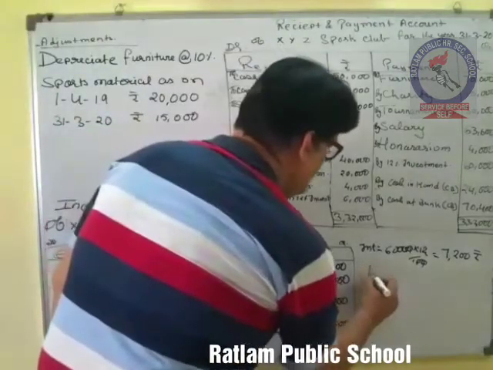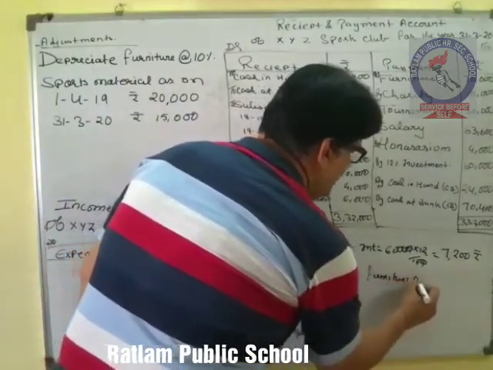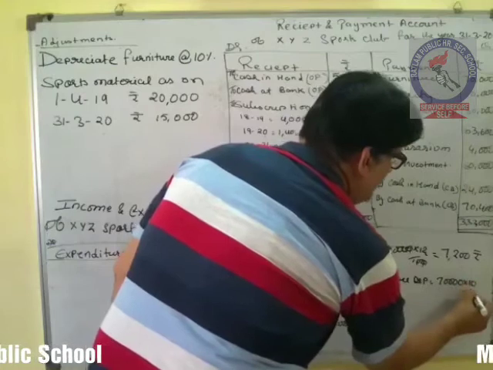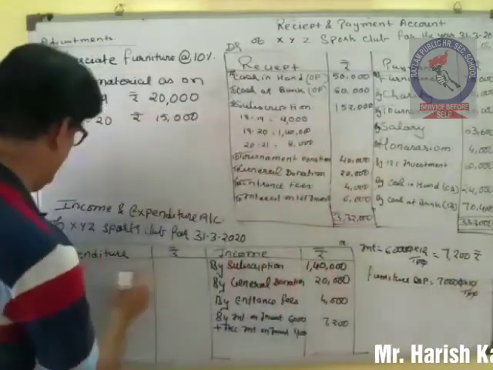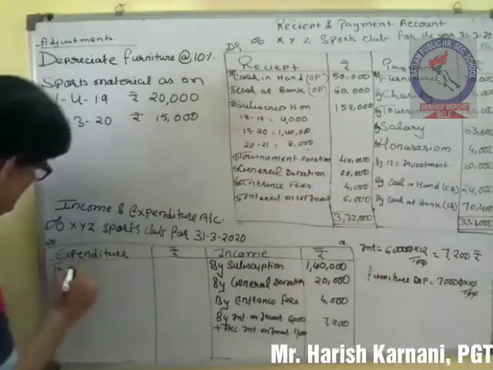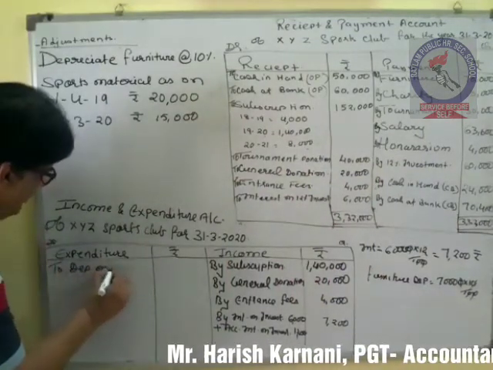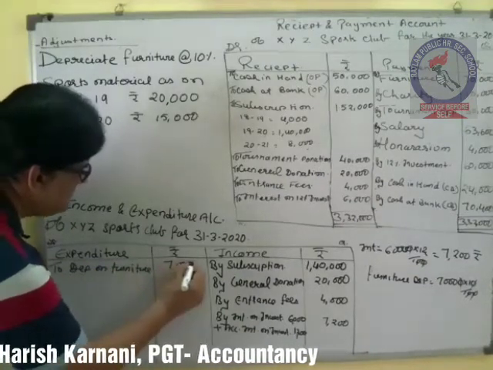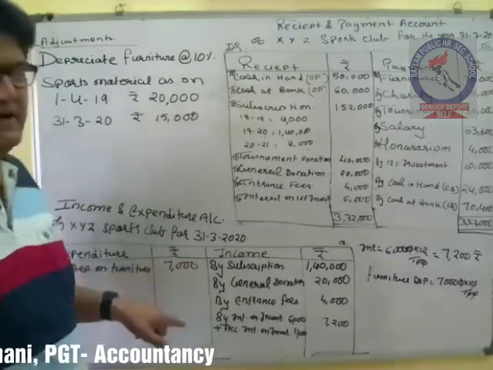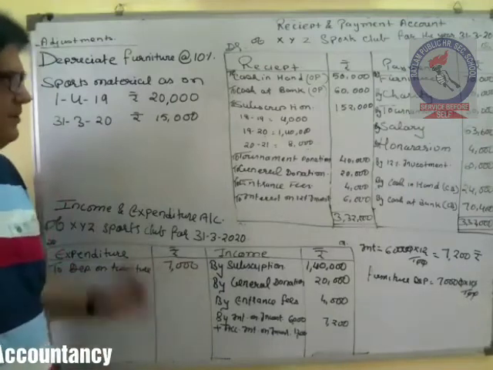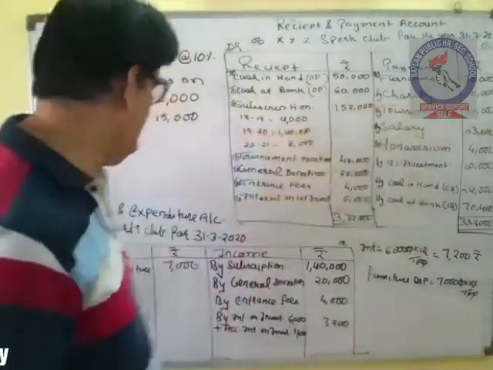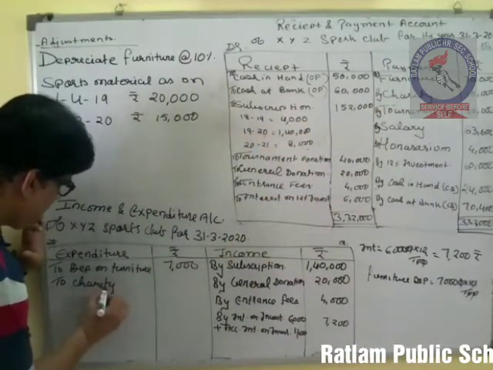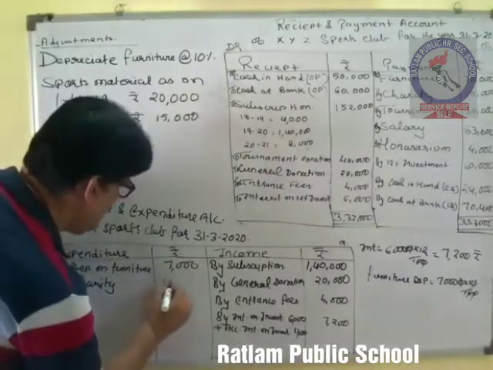So furniture depreciation equals 70,000 at the rate of 10%. So this becomes 7,000. So to depreciation on furniture, that is 7,000 rupees. This is an adjustment entry related with depreciation which will be recorded here. Charity given, so it will be to charity, that is 10,000.